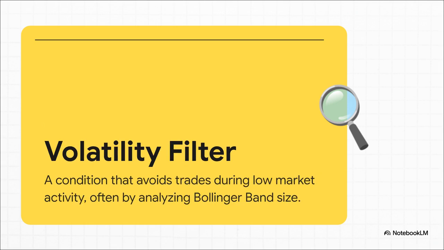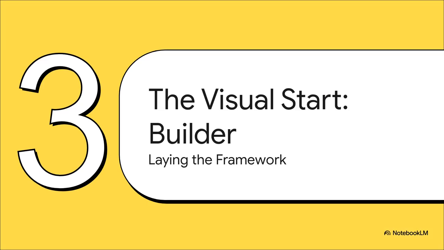And next, we have the volatility filter. This one is like a reality check. It measures the energy in the market, often by looking at how wide or narrow the Bollinger Bands are. See, if the market is super quiet and those bands are squeezed tight, any breakout signals you get are often just fakes. So this filter tells the strategy, hey, let's just wait for a more energetic market before we jump in.